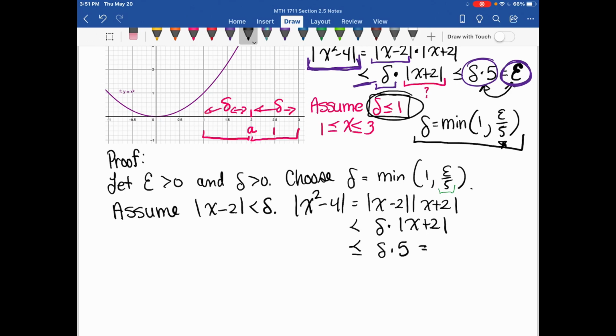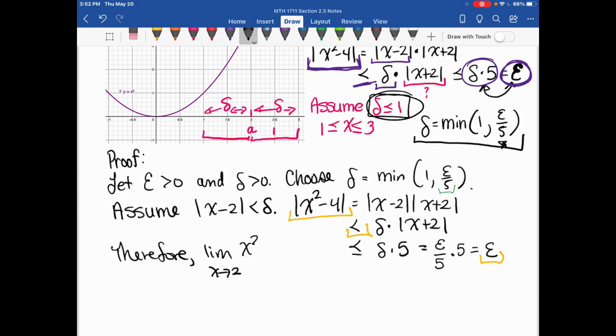And since we know delta is going to be epsilon over 5, or the smaller of the two, that this is going to work, and this is going to be equal to epsilon over 5 times 5, which is equal to epsilon. So we just showed that this is less than this. Therefore, the limit as x goes to 2 of x squared is equal to 4.